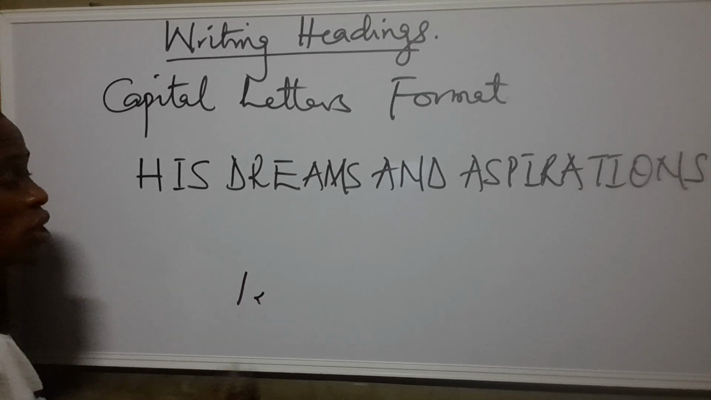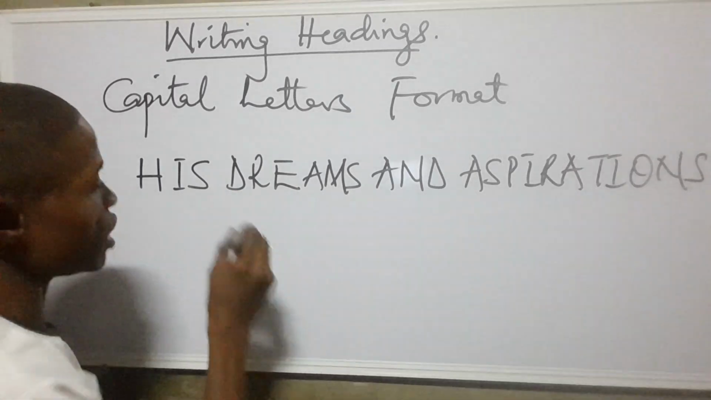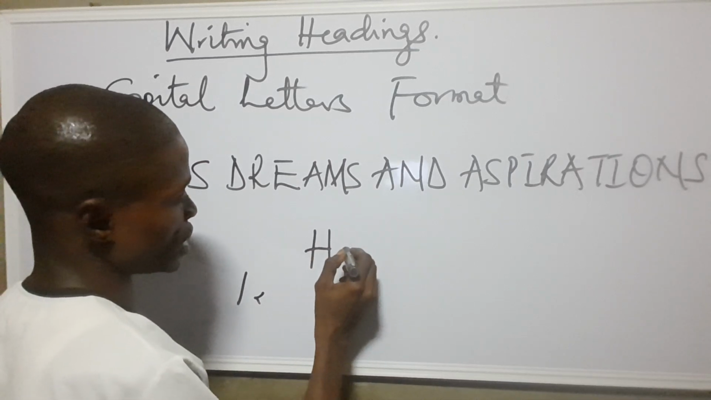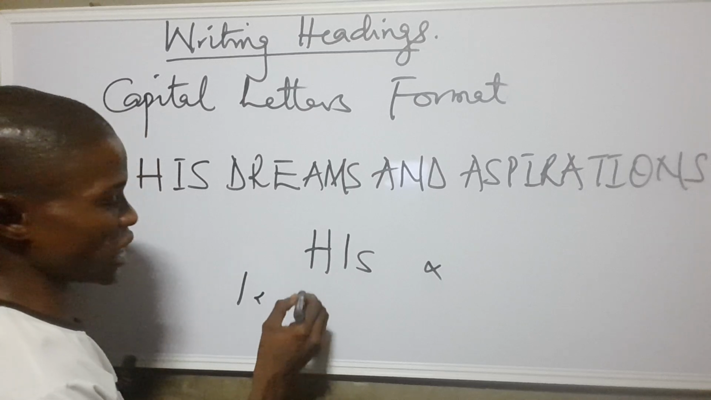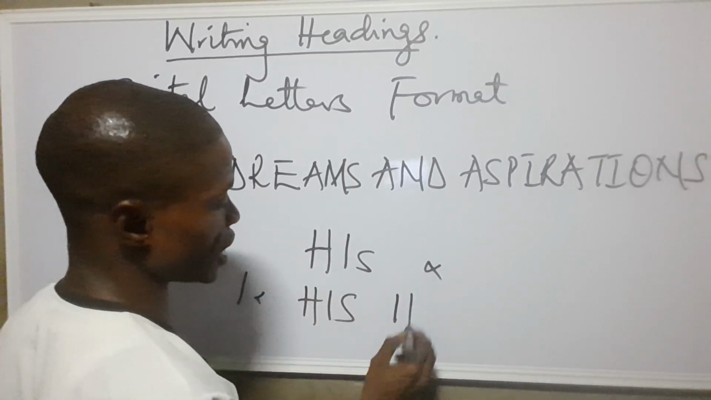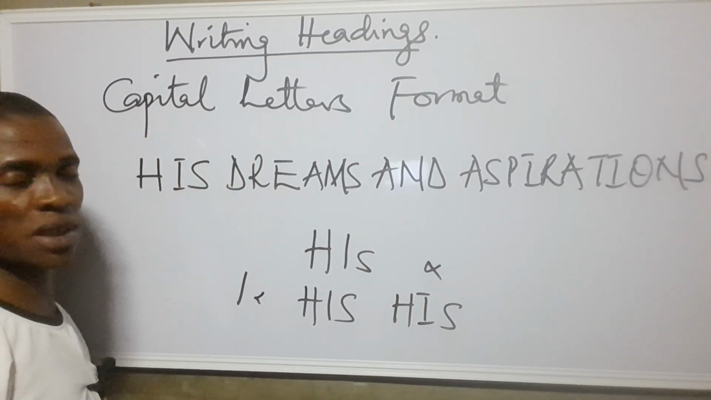If you want to write a title in capital letter, make sure you write your capital letter I as a capital letter. On no account should you write your capital letter I in the first way. If you write like this, it is very wrong. If you write like this, at the same time it's still wrong, but you need to write like this. You need to let your I be written as I.